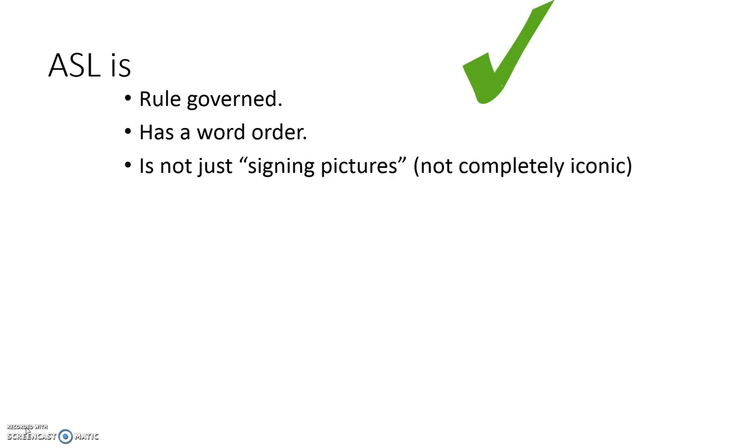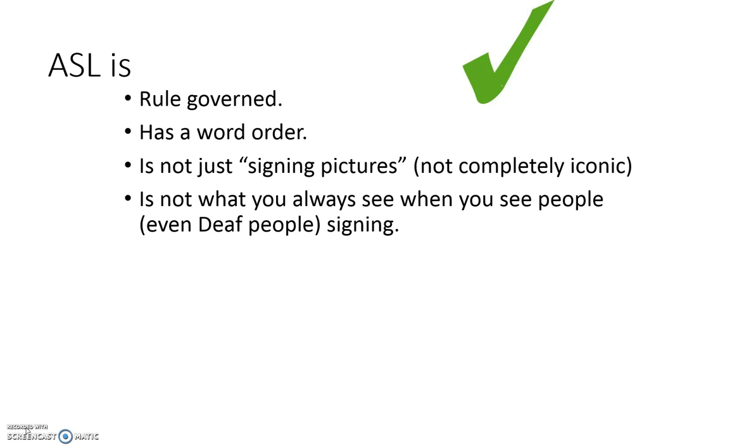ASL is not just signing pictures. Sometimes people have been taught in their ASL 1 or 2 that they need to think visually and they need to sign the picture. And while it's true that sometimes ASL does show movements and actions in a very visual and gestural way, ASL is not completely iconic. That is, unless you've studied ASL, you wouldn't be able to understand it the same way you could understand a mime or something like that.